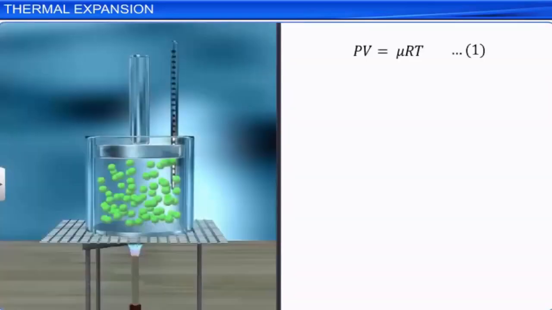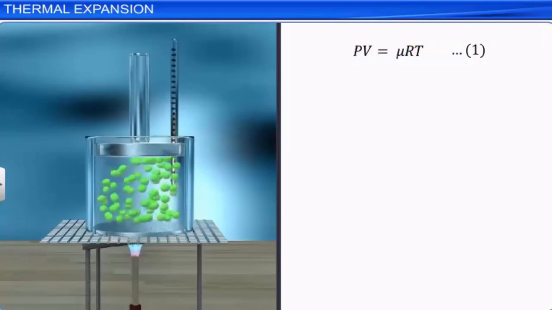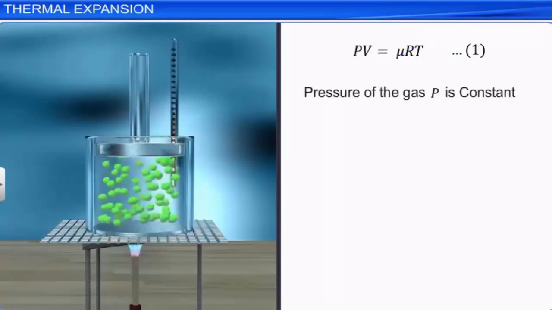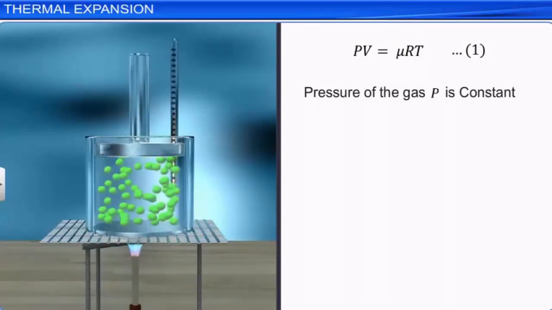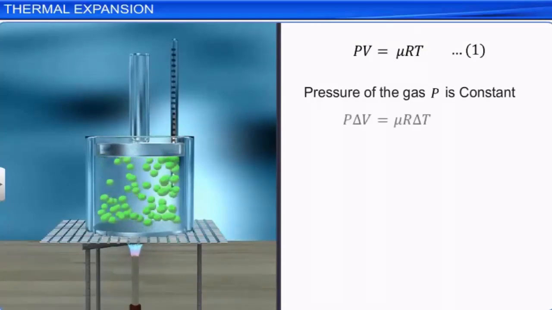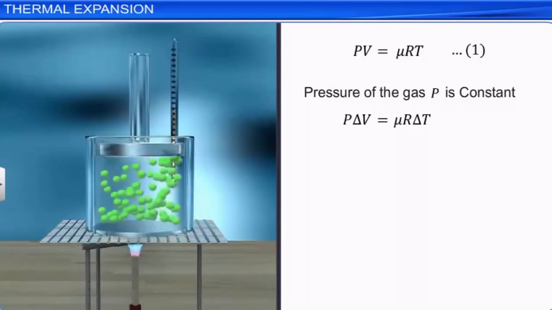For an ideal gas, PV is equal to mu RT. Let this be equation 1. If the pressure of the gas is constant, on differentiating equation 1, we get P delta V equals mu R delta T. Let this be equation 2.